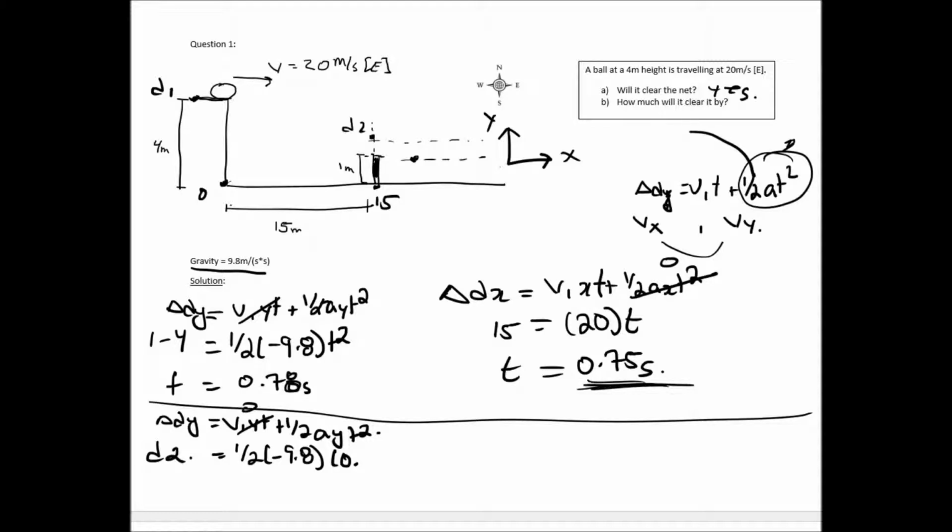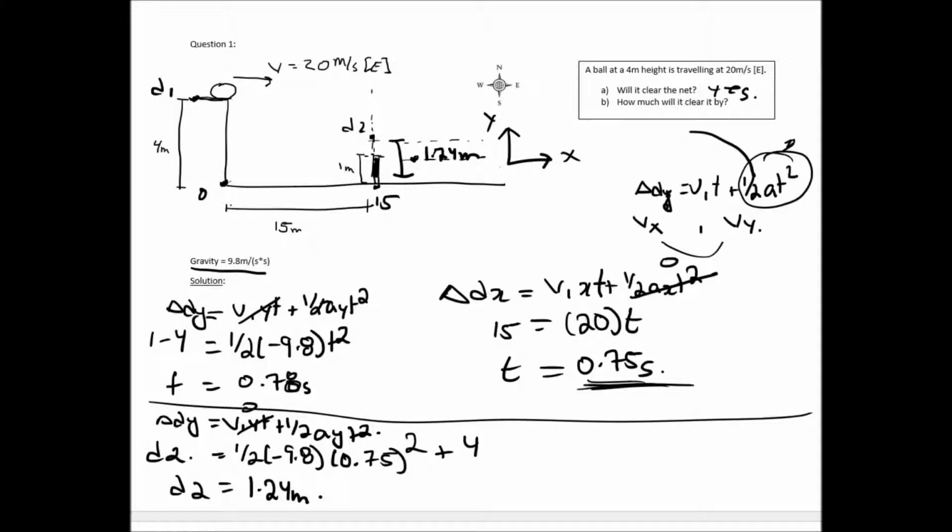0.75, we're using this time because that's when the ball is right here and somewhere around here. Squared plus d1, which is 4. And we get d2 equals 1.24 meters. So the height from here to here is 1.24 meters.